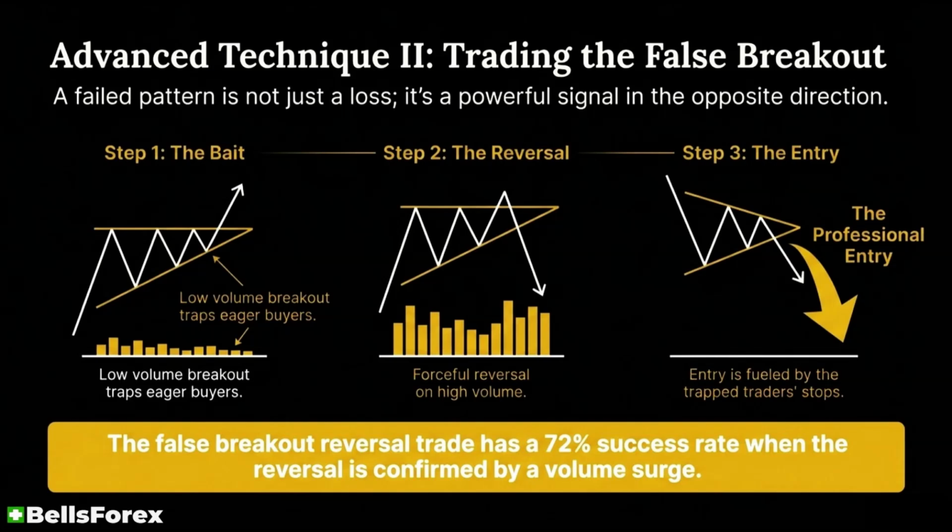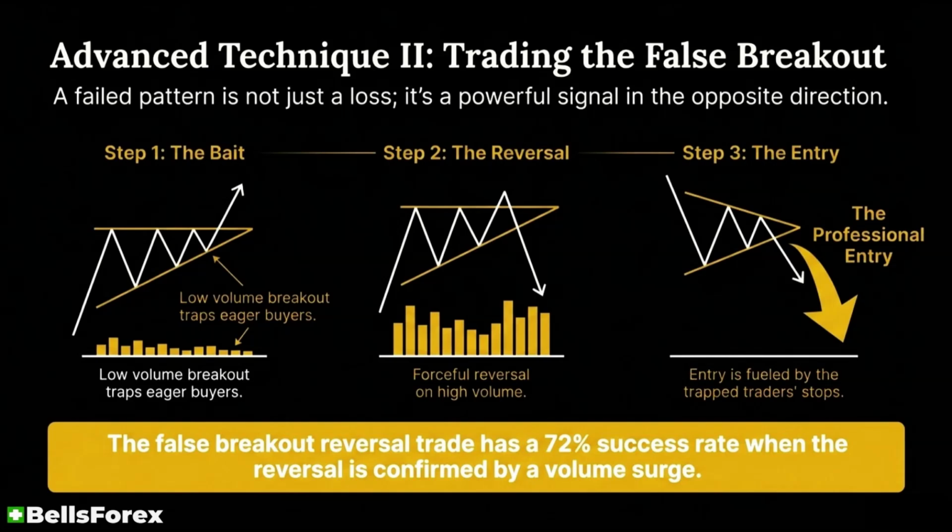Exactly. So those are your exit signals for a failed trade. But the source introduces the concept of the false breakout trade. This is turning a failed setup into a high probability entry in the opposite direction. So you can actually trade the failure. You can. This is pure institutional counter trading logic.